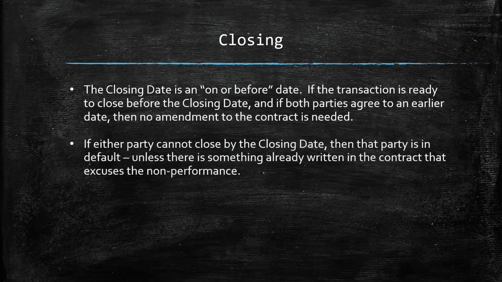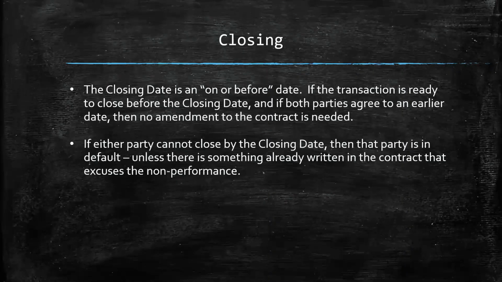Just as we said before, if either party cannot close by the closing date, then that party is in default, unless there is something already written in the contract that would excuse that party's non-performance, their inability to close. But whatever that is, it already has to be written in the contract, either in the promulgated form itself or in some amendment that the parties have agreed and signed.